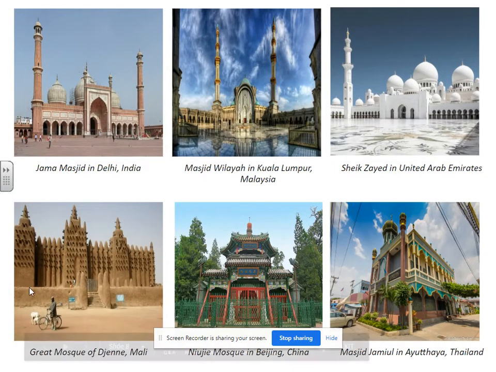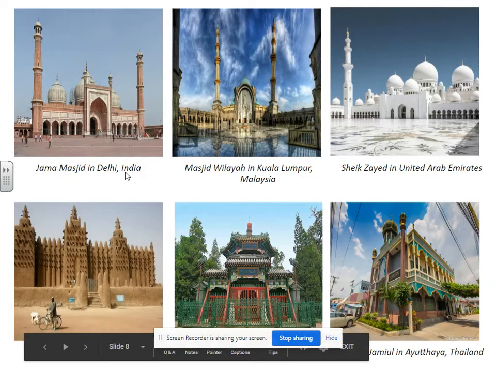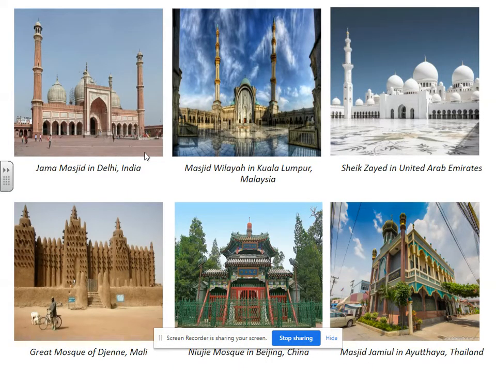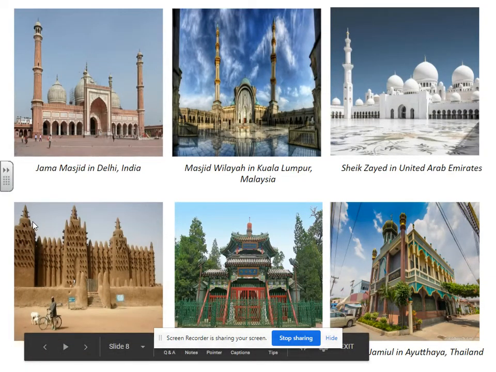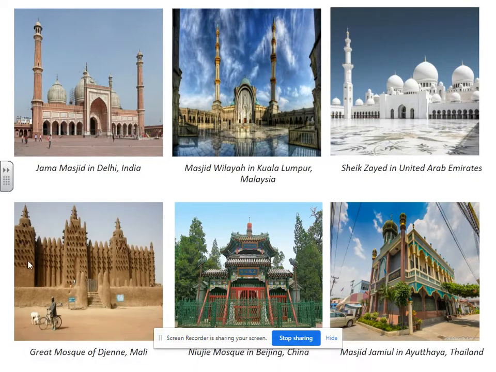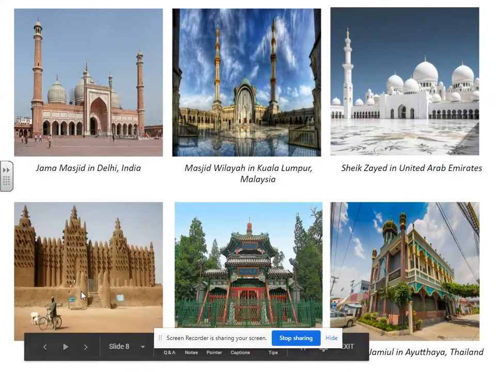This one is a mosque that I would absolutely love to visit. It's called the Great Mosque of Djenné in Mali in Africa. And as you can see, it's very much influenced by the desert landscape. And it's very different to quite a lot of the other mosques that you might come across. It's incredibly different and cool. I'd just love to visit it.